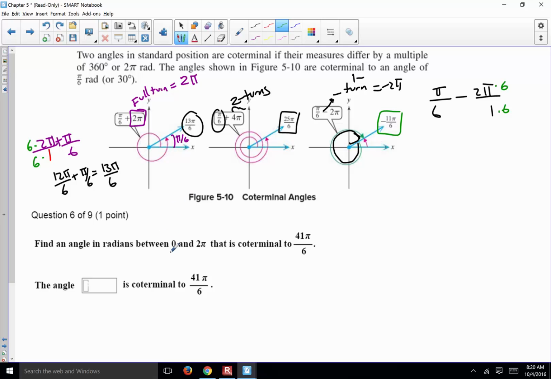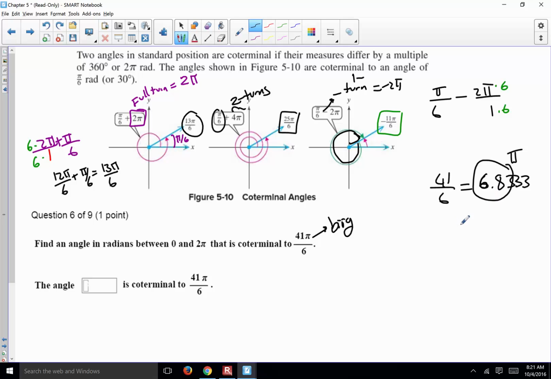In our question, they want you to find an angle between 0 and 360, between 0 and a full turn, that is coterminal to 41 pi over 6. How big is 41 pi over 6? This is a big angle, right? If you divide 41 by 6, what is it? It's 6.8333. So it's about 6.8 pi.